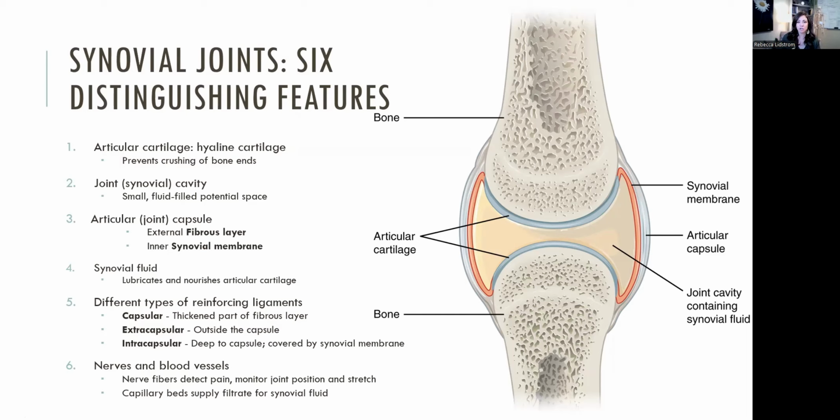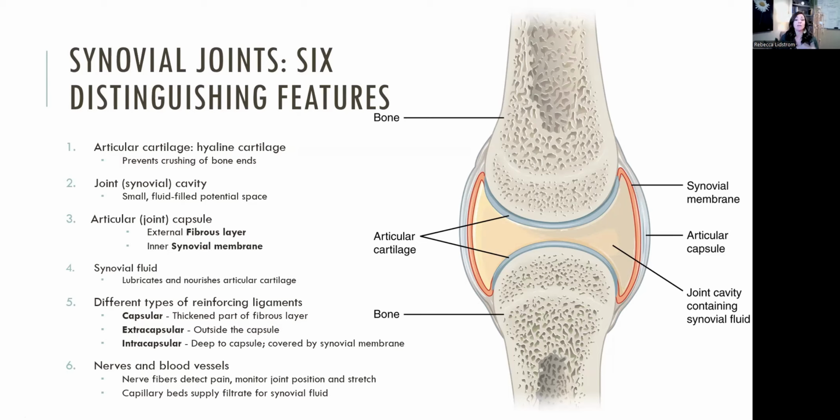It's going to monitor joint position. So some of our peripheral sensory receptors will sit inside of the joint. This is going to tell our brain information about the positioning of the joint, the stretch of the muscles, and also pick up any pain inside of the area.